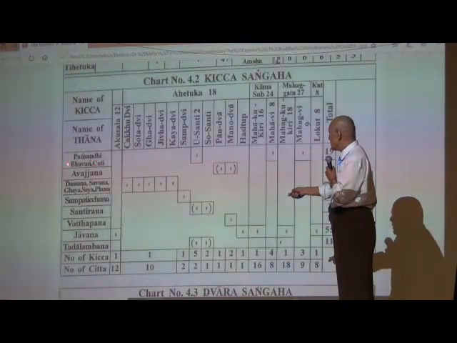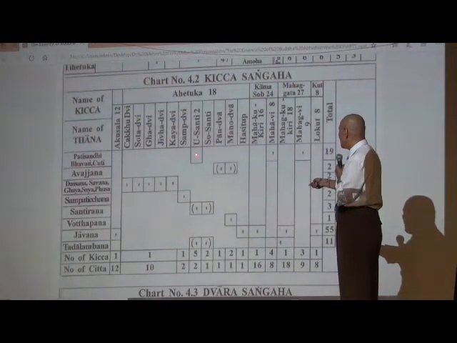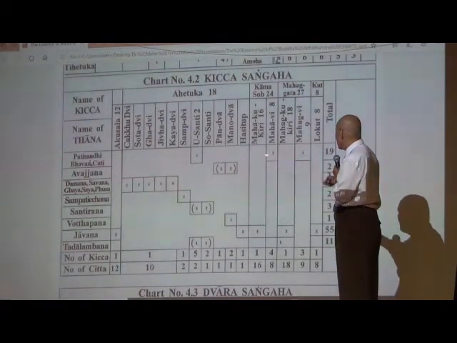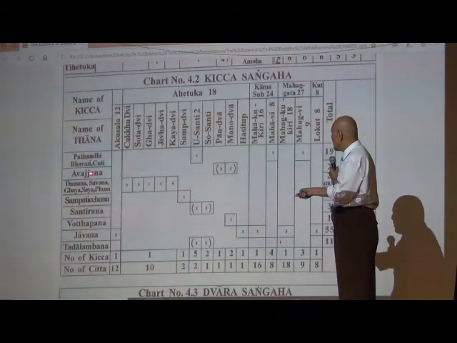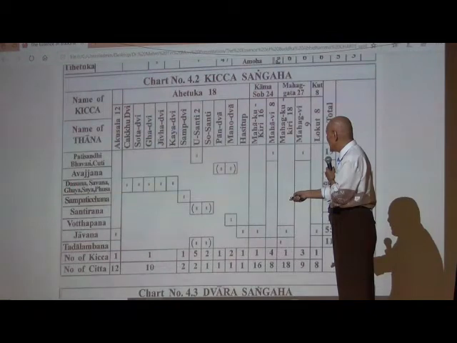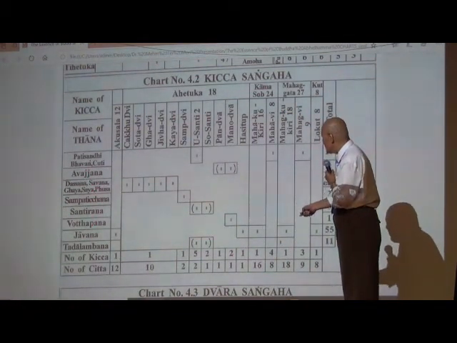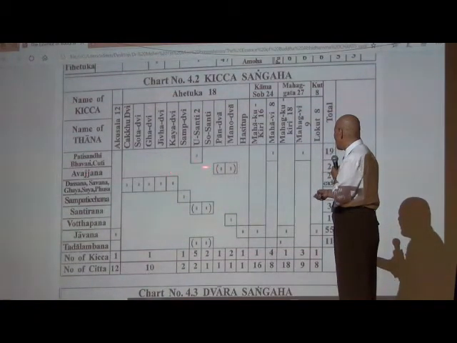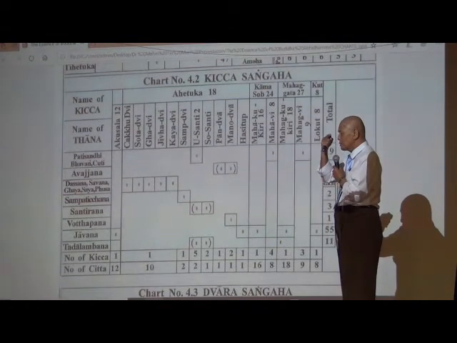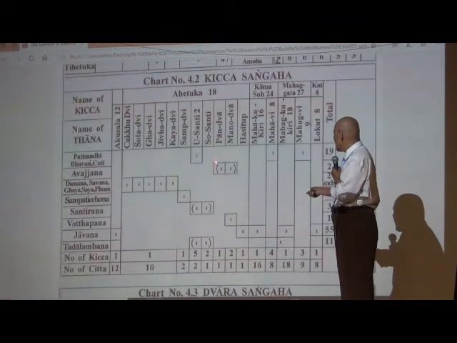The three, patisandhi, bhavanga, and cuti, are performed by rebirth consciousness, life continuum, and death consciousness. So they don't take part in the cognitive series. We begin from this avajjana. How many chitta perform the avajjana? Two. But when the sense object appears in one of the five sense doors, only pancadvaravajjana will apprehend it. So we have to count only one.